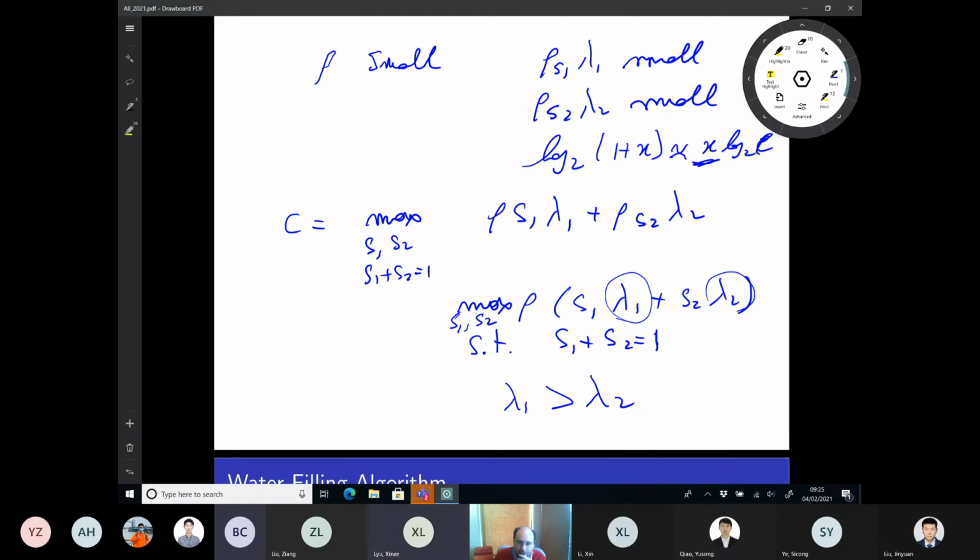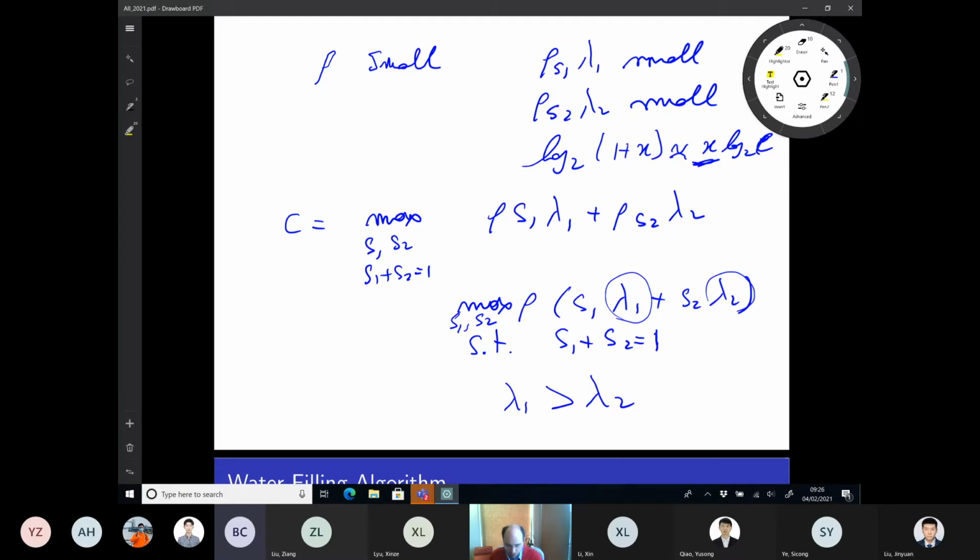Can we replace S2 by 1 minus S1 and then replace the S2 in the formula and take the derivative? You could do that. That's right. You could do that in this example here. But if you have more than 2, then it's a bit more complicated because you still have many variables to optimize, right? You see?